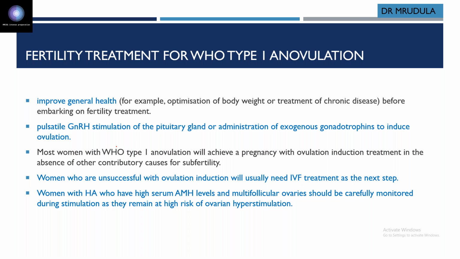But if ovulation induction is not achieved with either pulsatile GnRH or gonadotrophins, then the next option is IVF. Women with hypothalamic amenorrhea who have high serum AMH levels and multifollicular ovaries, and have normal to low normal estrogen, can also be given clomiphene citrate for ovulation induction. And these multicystic ovaries, if they are for IVF, are at high risk of OHSS.